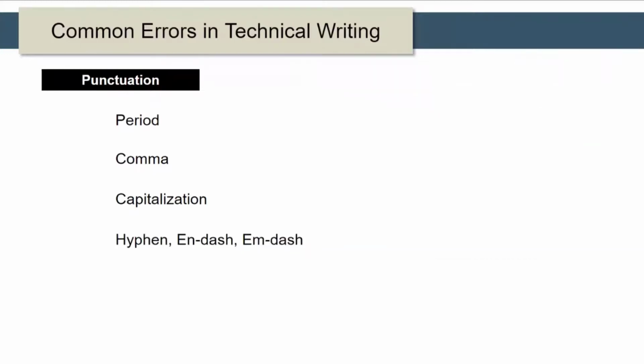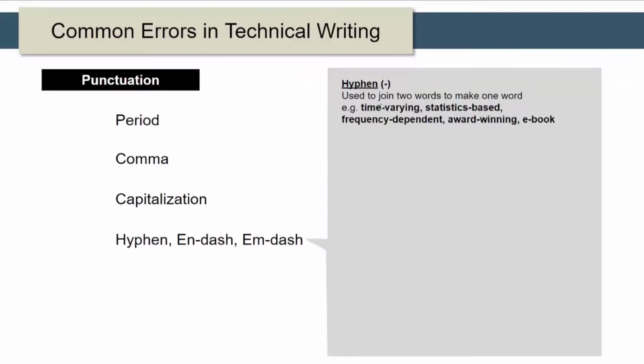Next is hyphen, N dash, M dash. So hyphen we are already familiar with. Hyphen is what we have on our keyboard. But there are two more members in this family. What are they? Okay. So hyphen is used, you know this already.